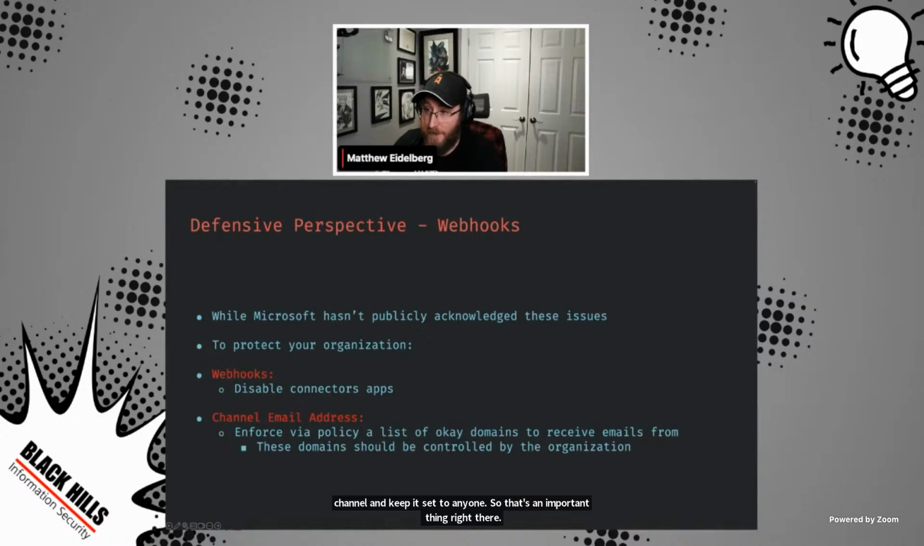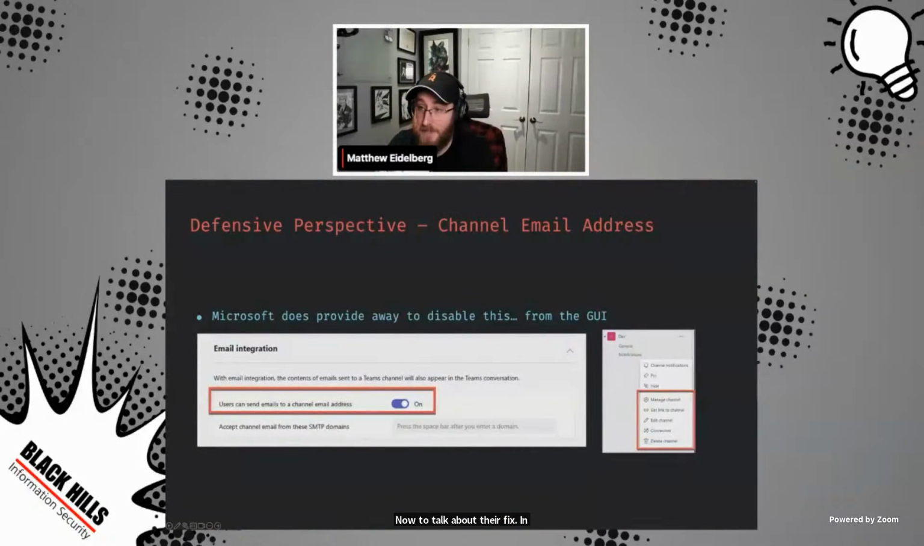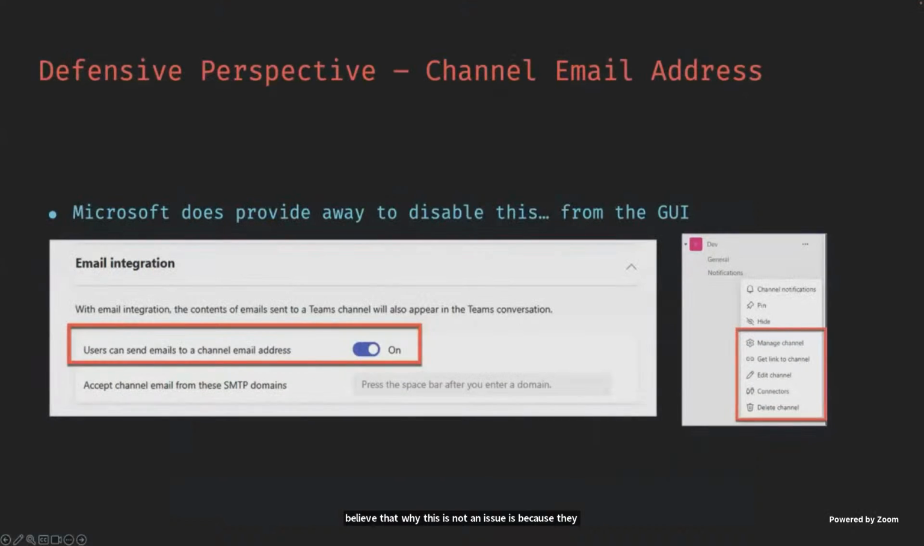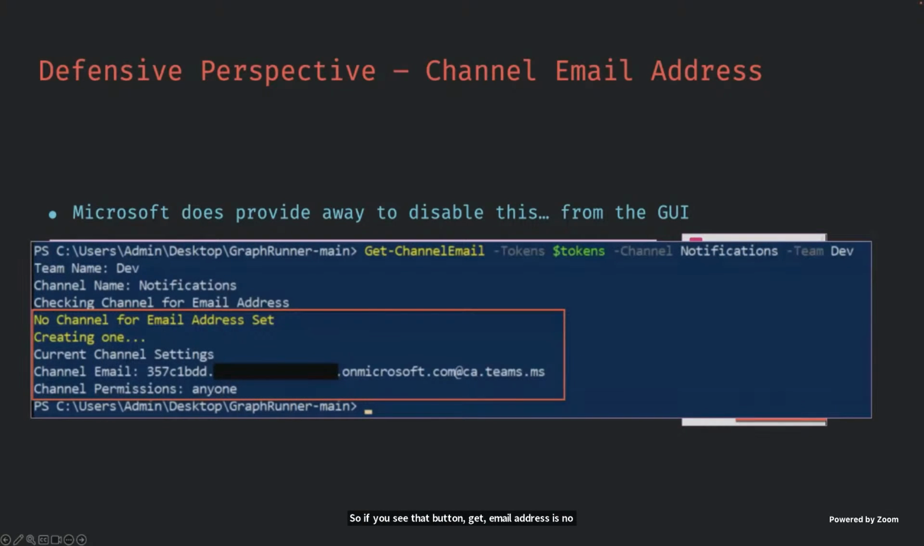Now to talk about their fix. In conversation, they believe this is not an issue because they have this option built in that you can just turn off. What we tried to illustrate was that this feature only turns it off in the GUI. So if you see that button, get email address is no longer there. The problem is, it doesn't actually disable the API. So if we use GraphRunner again, we can still interact with that URL and API to do the exact same things.